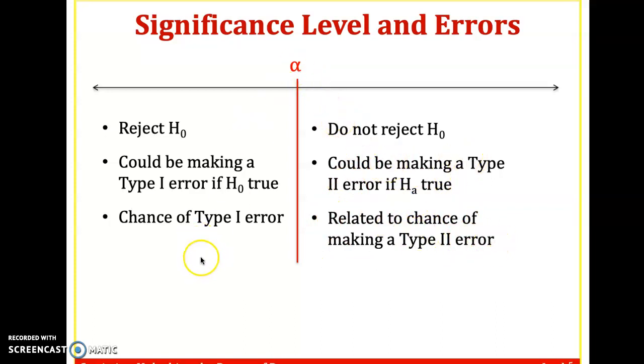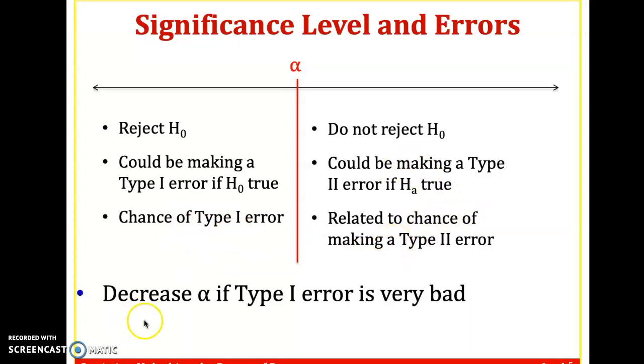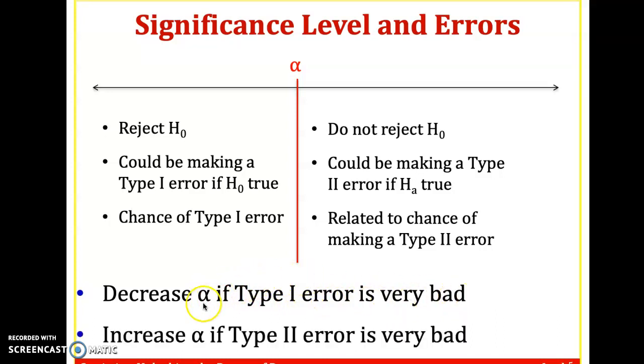So alpha is the chance of making a type 1 error, and it's related to the chance of making a type 2 error. So the idea is you want to decrease alpha. You want to make alpha very small if the type 1 error is bad. If the type 2 error is bad, then you want to increase alpha. Pick alpha to be 5 or 10%.